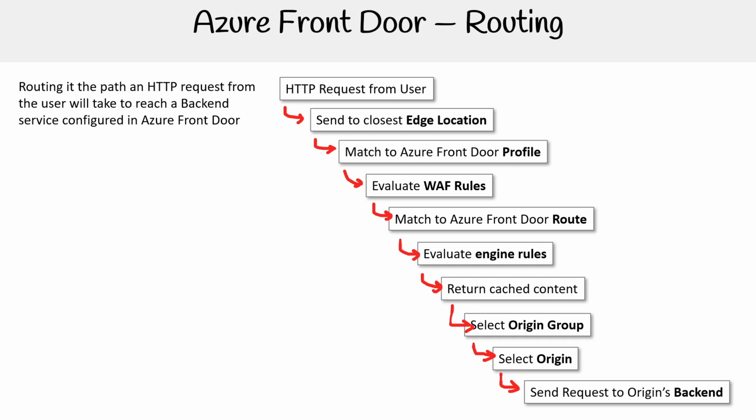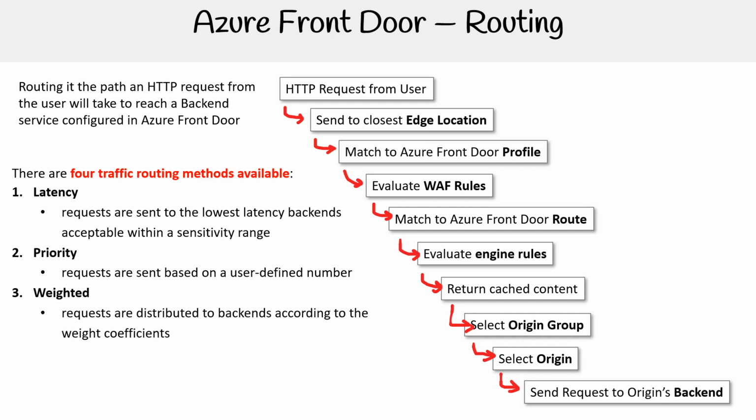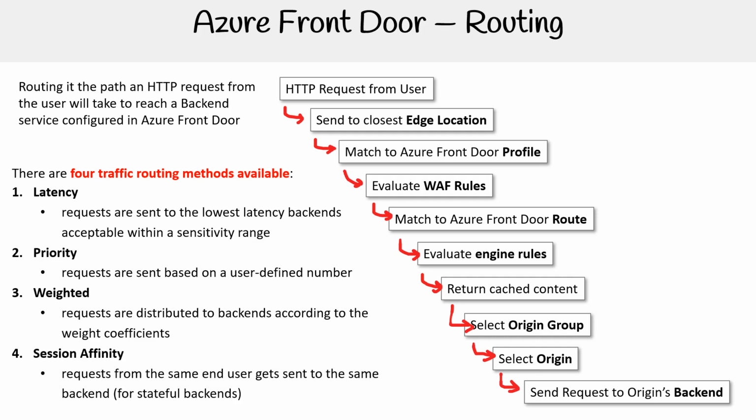But let's talk about the 4 traffic routing methods that are available in Azure Front Door. So the first is based on latency. So requests are sent to the lowest latency backends acceptable with a sensitivity range. You have priority, so requests are sent based on a user-defined number. You have weighted, so these are requests that are distributed to backends according to the weight coefficient, and session affinity, so requests from the same end user get sent to the same backend. So these are for stateful applications.